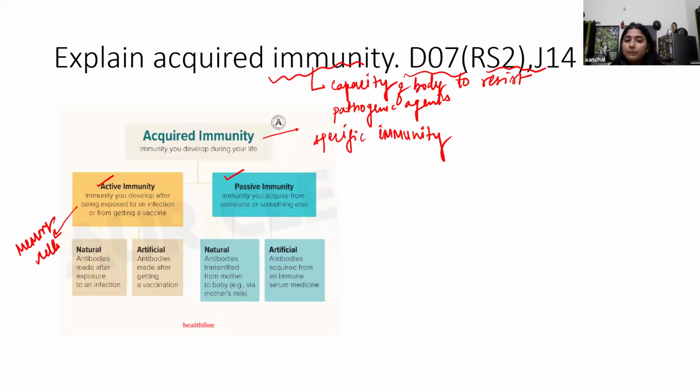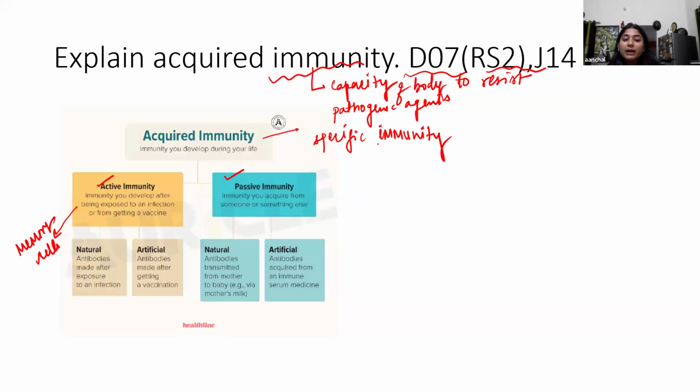Just for example, in natural, the antibody is transmitted from blood from mother to baby, like mother's milk. Then in artificial, the antibody is acquired from an immune serum medicine, like in case of snake bite, if the snake has bitten someone, we obviously give the anti-serum.